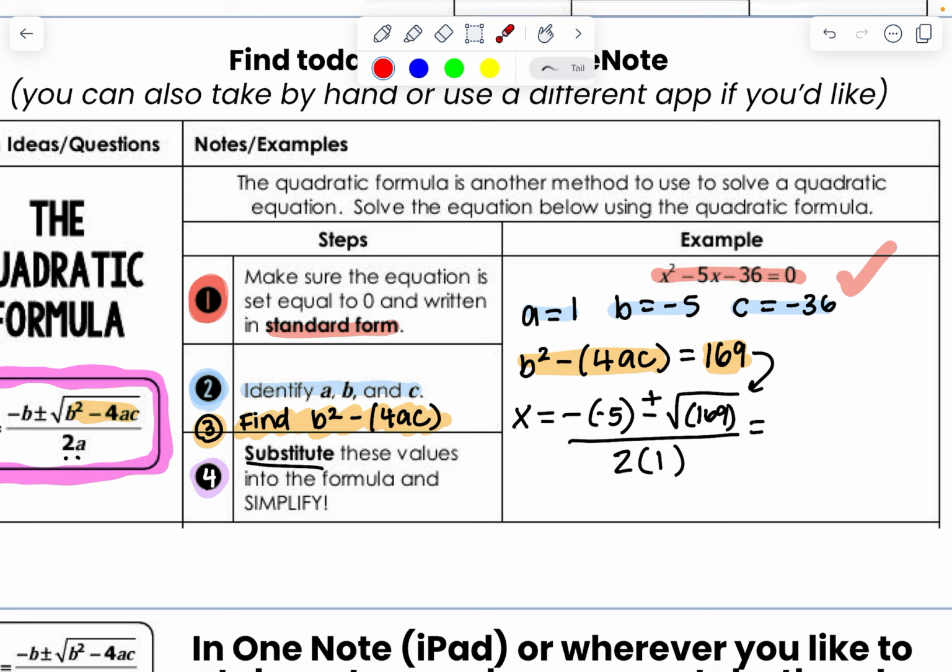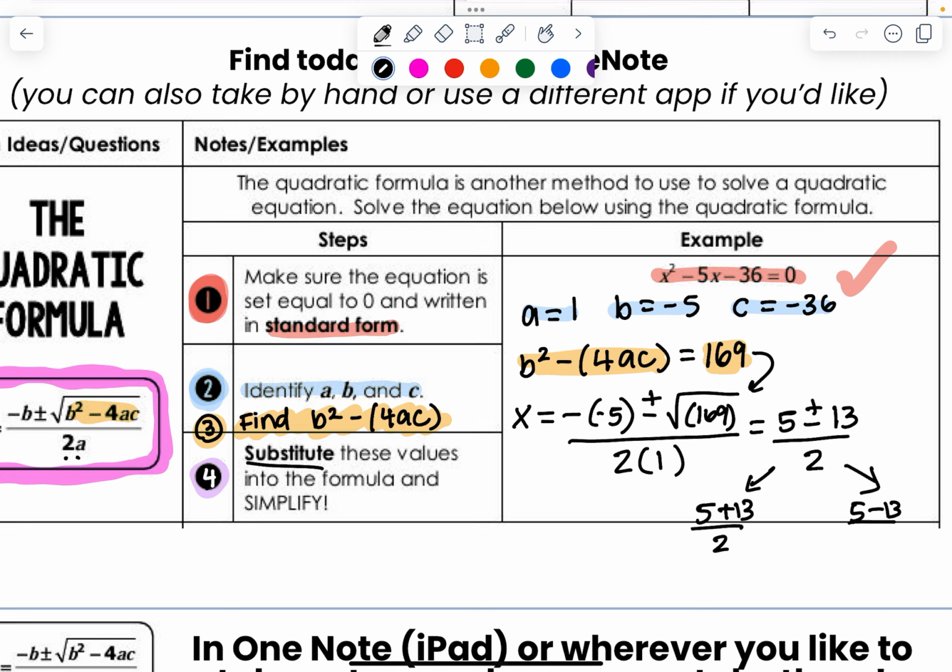If I'm looking at this part right here, negative times negative 5, or opposite of negative 5 is positive 5, plus or minus the square root of 169. That is a perfect square, right? The square root of 169 is 13, all divided by 2. Awesome. And now we know that there's just 2 possibilities for us to solve. There's 5 plus 13 over 2, and there's 5 minus 13 over 2.